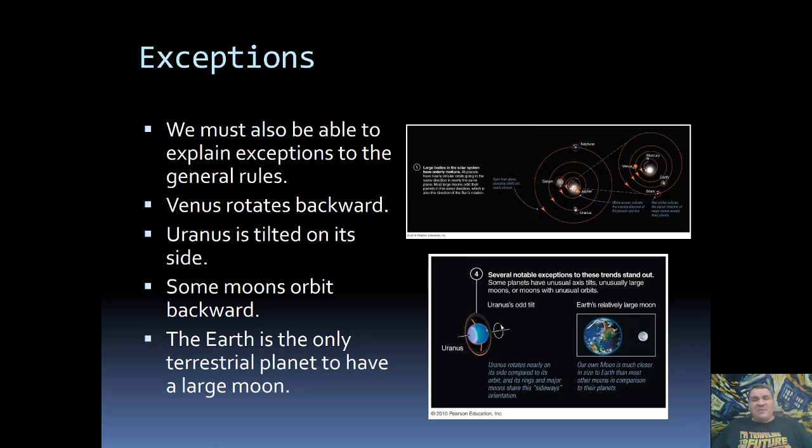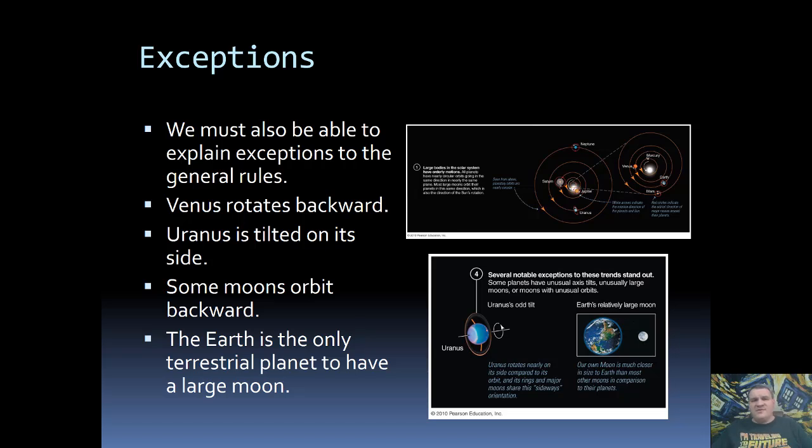Now, we also need to be able to explain exceptions. So, some exceptions to the general rules that we've mentioned. Venus rotates backwards. It has what we call a retrograde rotation. So when we look down onto the solar system, most planets rotate the same direction they orbit. All planets are orbiting counterclockwise, but Venus is actually rotating clockwise, which is weird. Similarly, Uranus is actually tilted on its side, so it's actually tipped over. So it rotates with its poles almost pointing at the sun, depending on time of year. Around the time of the summer solstice, its pole is going to be pointing towards the sun.